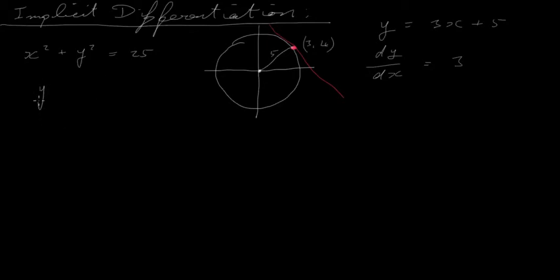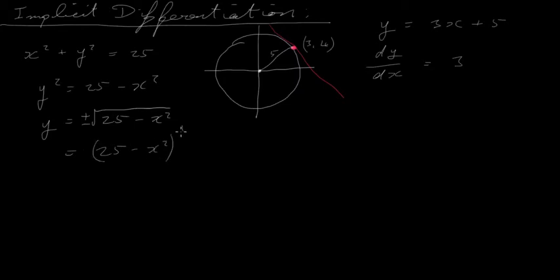We'll get y squared is equal to 25 minus x squared, so y is equal to the square root of 25 minus x squared. It's actually plus or minus here. So since we're talking about the top half of this circle here, we're just going to talk about the plus version of this square root. So it's just going to be 25 minus x squared to the power of a half.